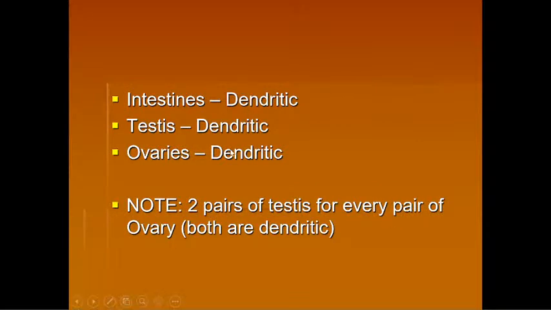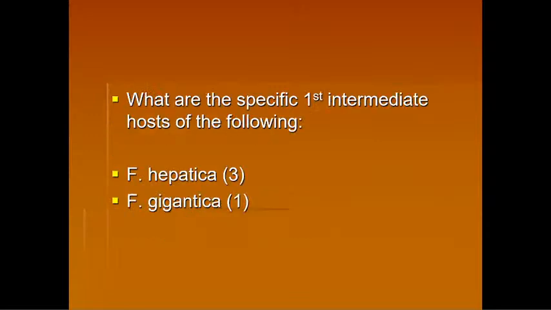Actually, among all the flukes that we're going to discuss, Fasciola hepatica is the most symmetric among them. There's 2 pairs of testes for every pair of ovary. So, lagi siyang may katumbas on the other side. Pag hinati mo siya, makikita mo pa din yung itsura niya. And you would know that it is Fasciola hepatica because of the shoulders. May shoulder pads kasi siya.